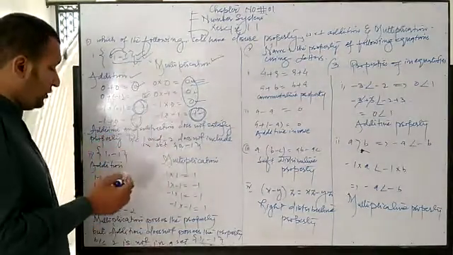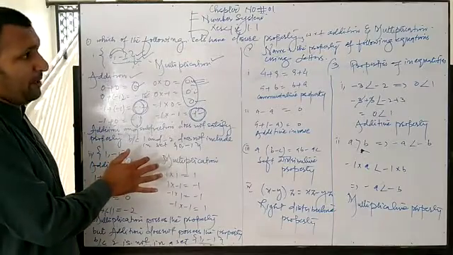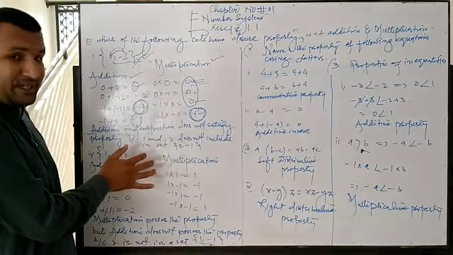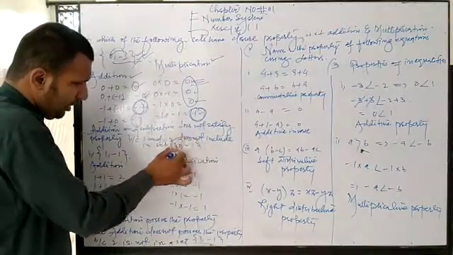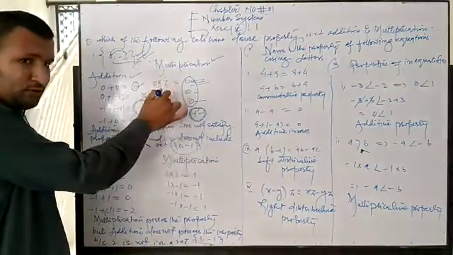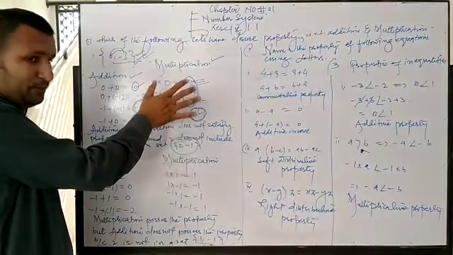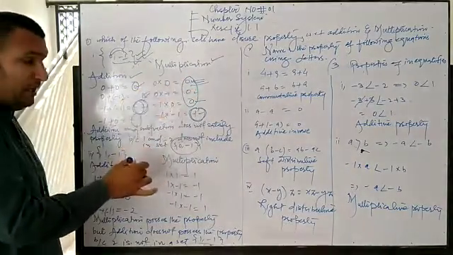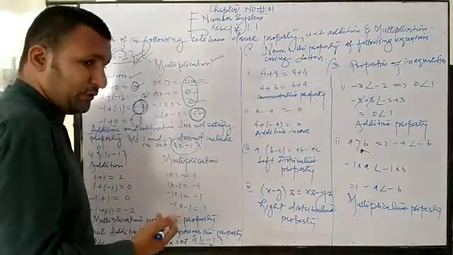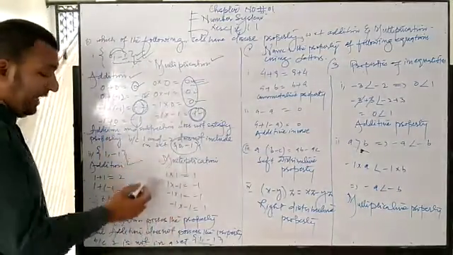Again, we have another question: apply the closure property with respect to addition and multiplication. In the first question, the set {0, -1} is not satisfied with addition and multiplication. Again we take another question and we check the properties with respect to addition.